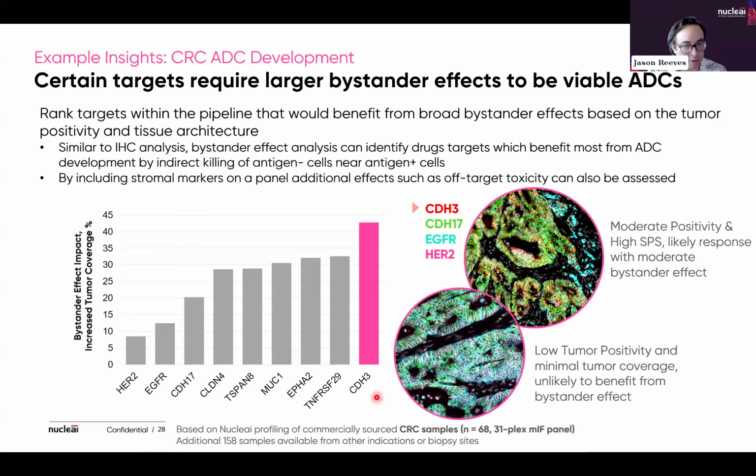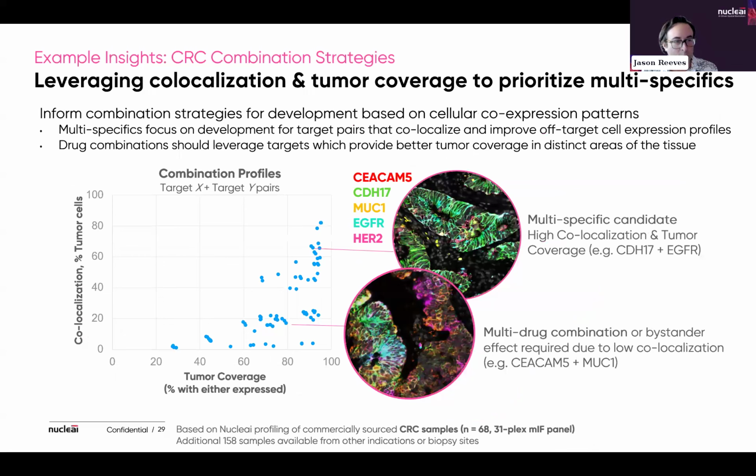Whereas other targets like cadherin-3 were variable enough in their expression that the spatial structure suggested that they would really benefit from a potential bystander effect based on this population set of data. Now, there are going to be some patients that express this target highly and some that express it lowly, but on average, what we saw was that cadherin-3 would benefit the most out of the targets that we were ranking. Now, you can also think about combinations of drugs and multispecifics as a potential way of thinking about combination, or just two different targeting drugs paired together when given to the patient.